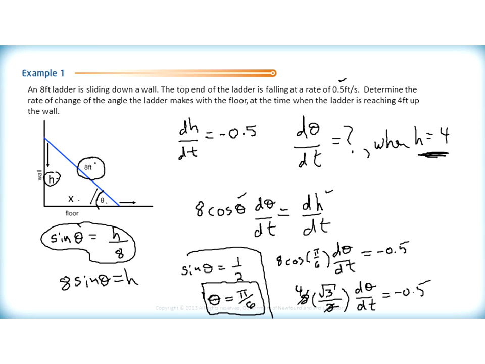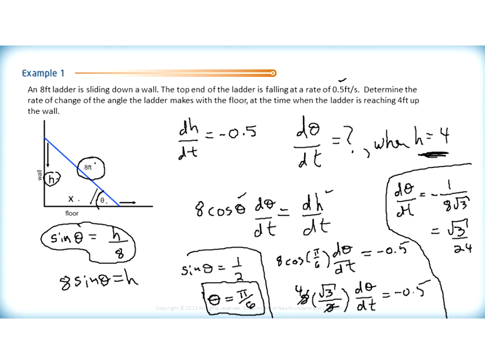So I've got negative 1/2 divided by 4 root 3. I don't have a lot of space, so forgive me for squeezing things in here. So my d theta over dt that I want is going to have to be negative 1/2 divided by 4 root 3. That's negative 1 over 8 root 3, like so. And if I rationalize that, I'm going to get root 3 over 24, but it's negative.